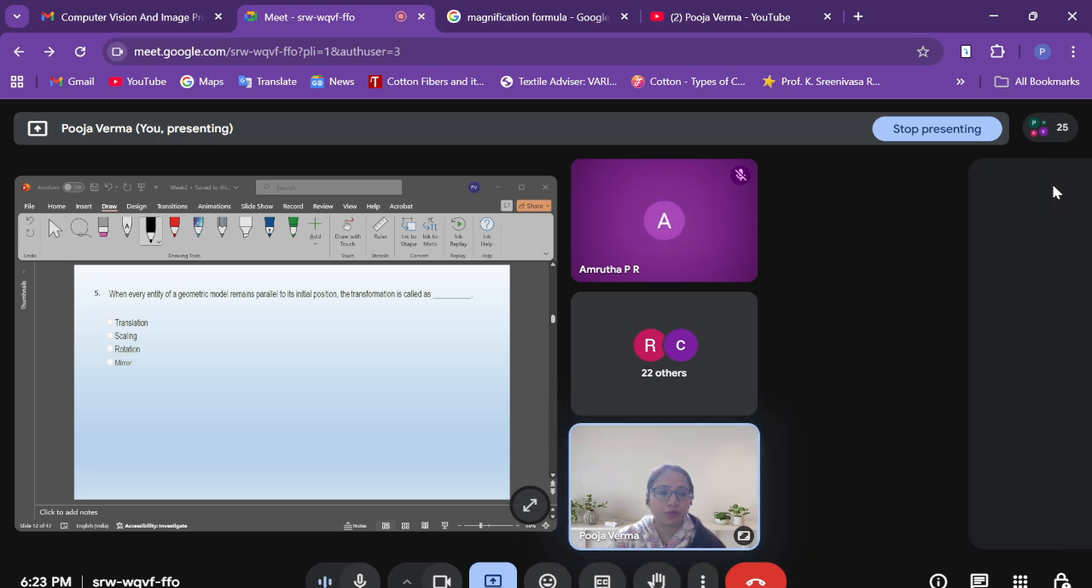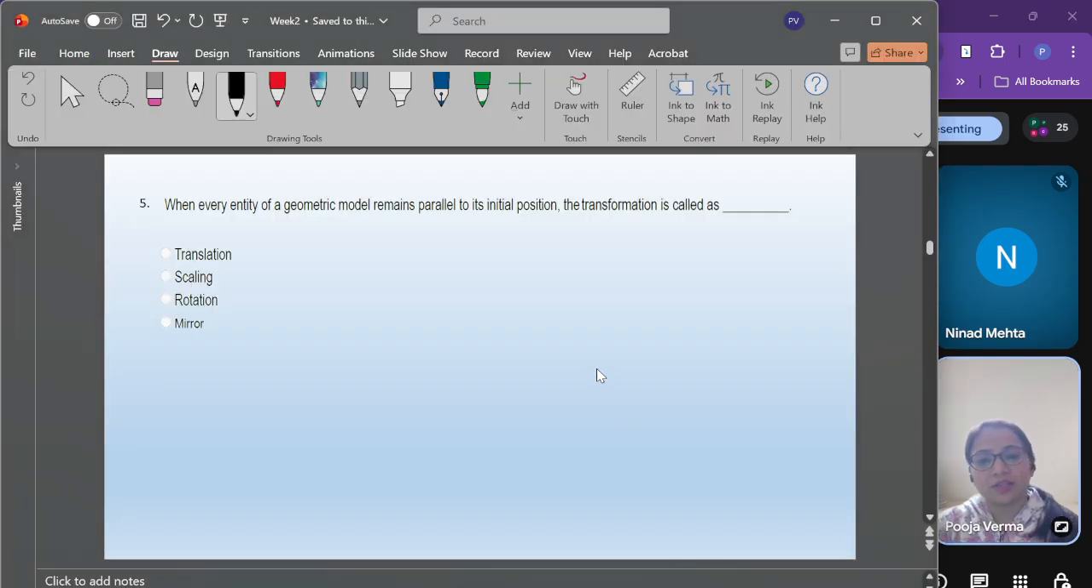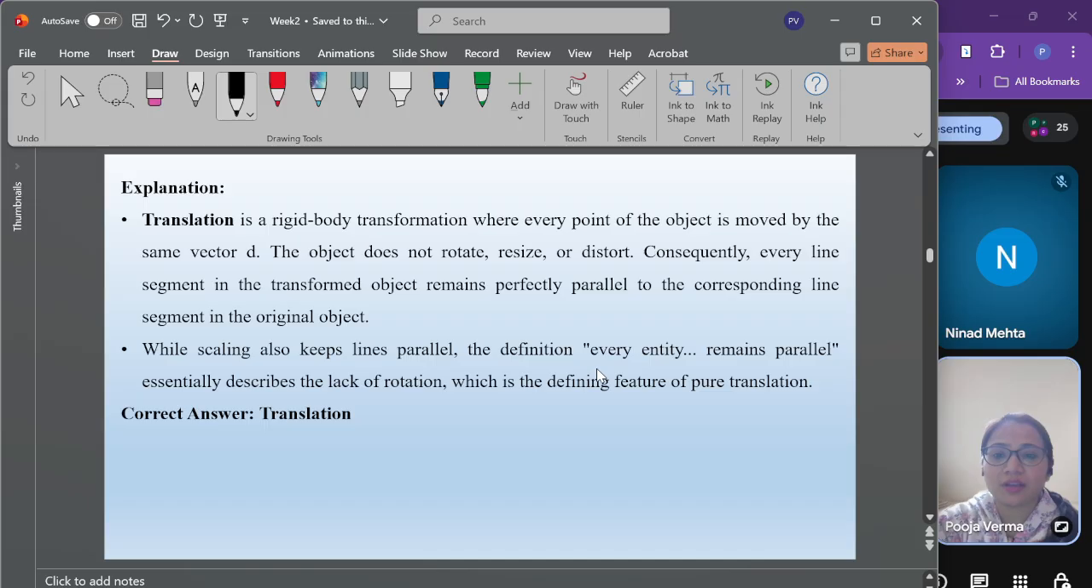Okay, A. Most of you have given the answer A. So let's see the detailed solution. A is the correct answer.